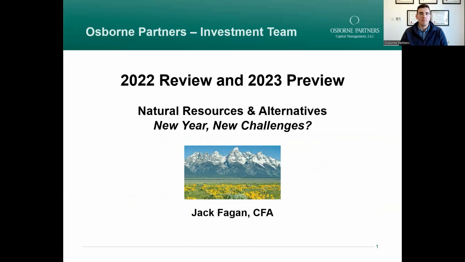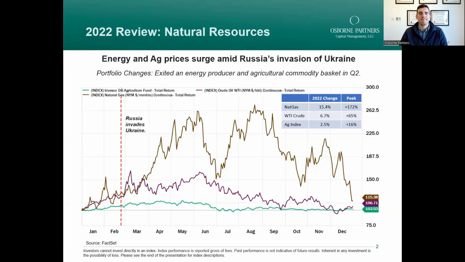And in this video, I'm going to go through a review and preview for our natural resources and alternatives asset classes. Let's get started. Starting with natural resources, in 2022, it can be summarized by saying agricultural and energy prices surged amid Russia's invasion of Ukraine in February of 2022.